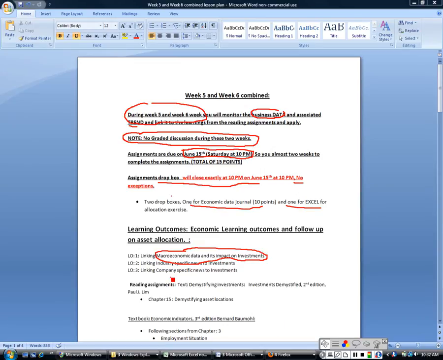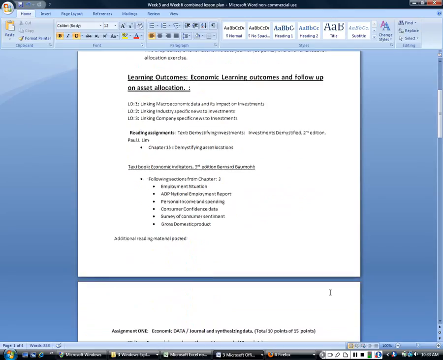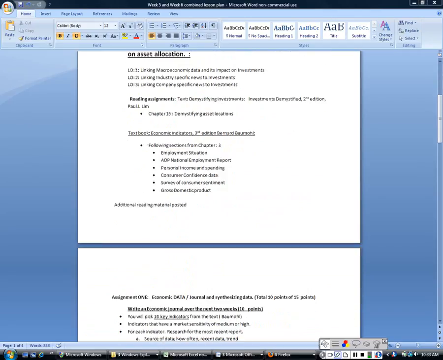The reading assignment from Demystifying Investments, you should be done with by now. I believe there's only one chapter left that you may not have read. It's called The Asset Location, where the book talks about things like 401k and IRA and so on. Okay. These 2 weeks are really dedicated mostly to the economic data: 90% of the effort, or 80+% of the effort.